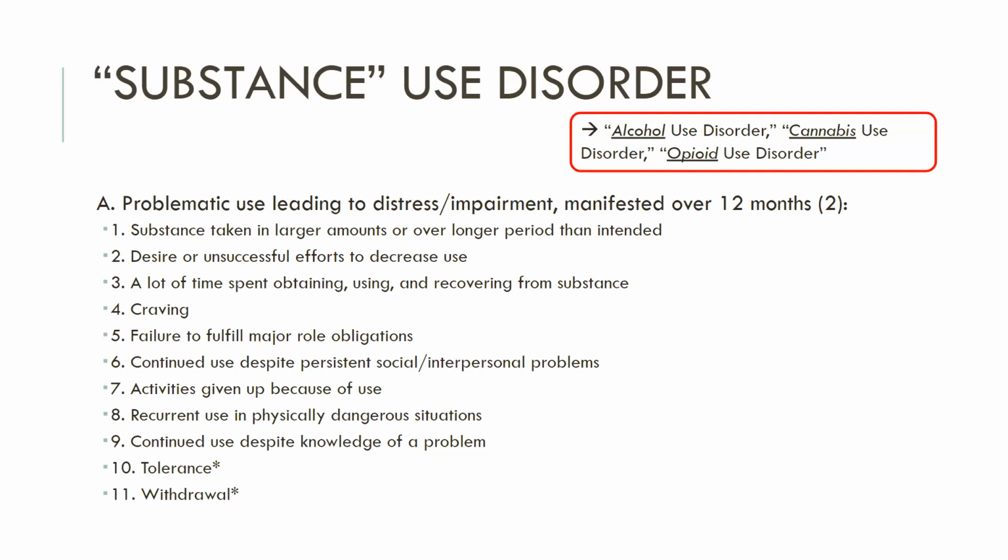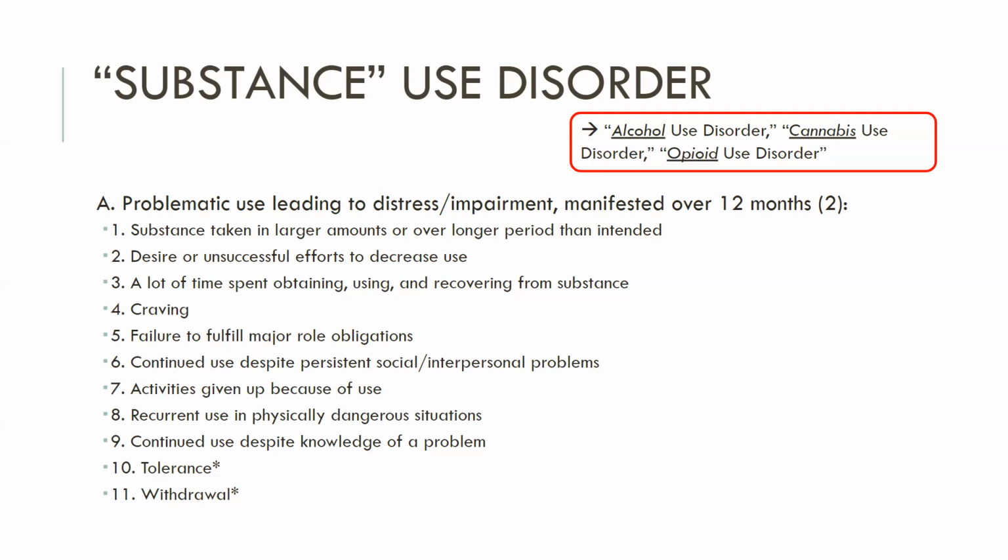They are failing to fulfill major role obligations. So, not going to class, not picking up a child from daycare, not clocking in at work would all be examples of failing to fulfill role obligations as a student or a parent or an employee. Continued use despite persistent social or interpersonal problems.